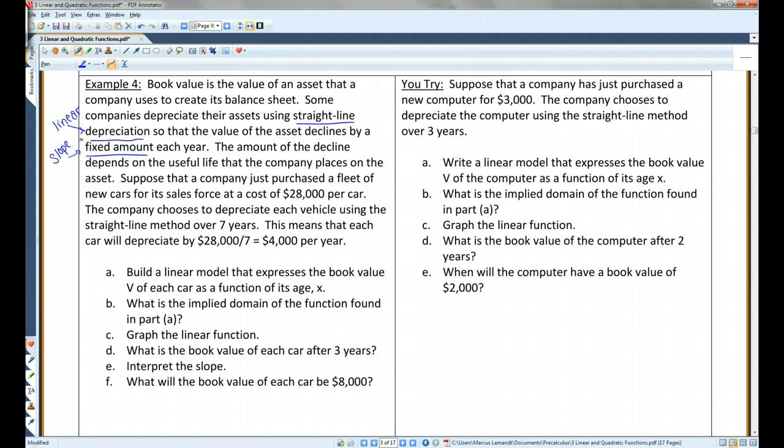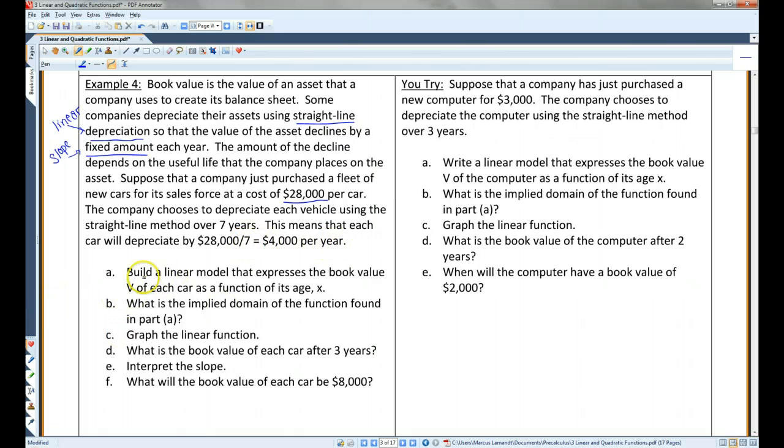The amount of the decline depends on the useful life that the company places on the asset. Suppose that a company just purchased a fleet of new cars for its sales force at a cost of $28,000 per car. The company chooses to depreciate each vehicle using the straight line method over 7 years. This means that each car will depreciate by $28,000 divided by 7, or $4,000 per year.